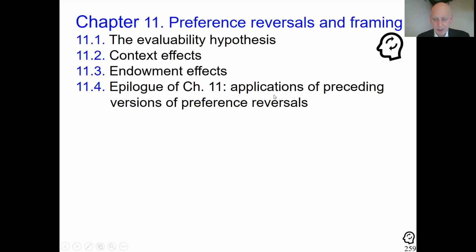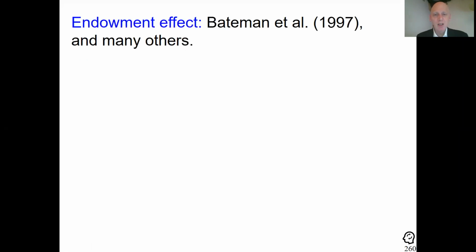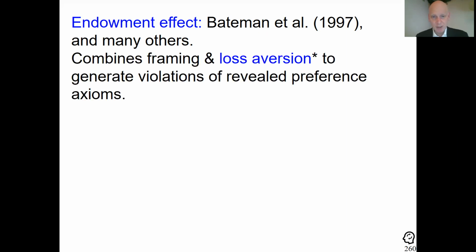Now comes the last section with these basic conditions, how they are violated, and how behavioral economics can work with it: the endowment effect. An important paper on it was Bateman et al. And as you know, all the references can be found in the annotated bibliography on my homepage, as indicated before. This one also. The endowment effect is combining framing effects and loss aversion. That way it generates these basic, well, irrationalities maybe.